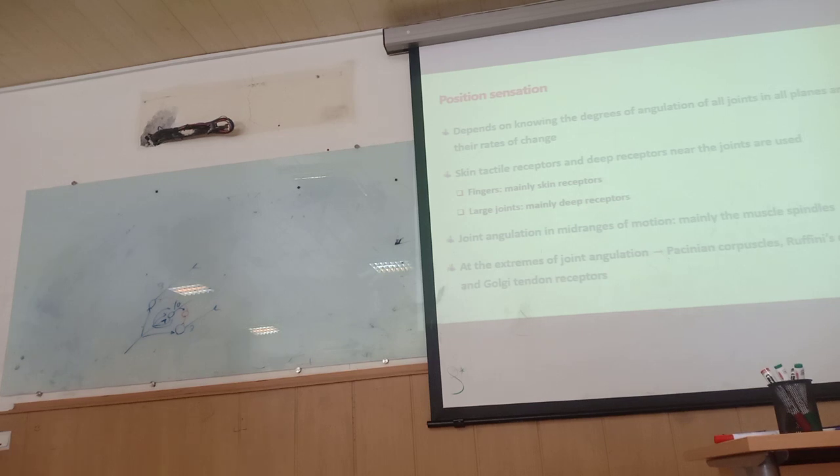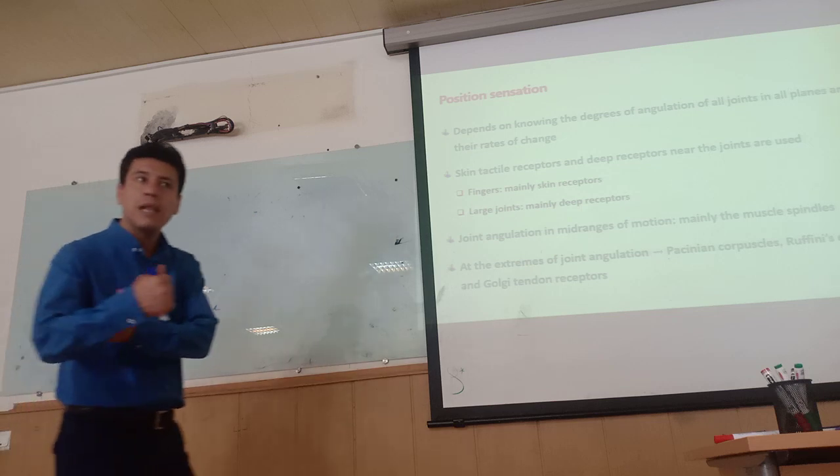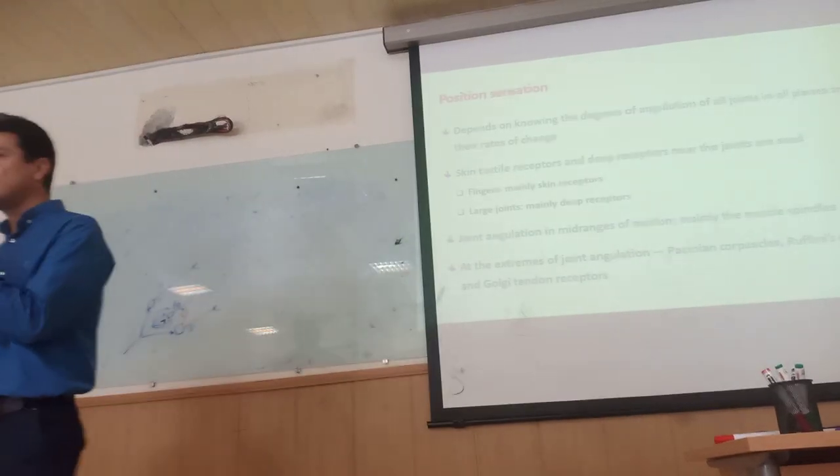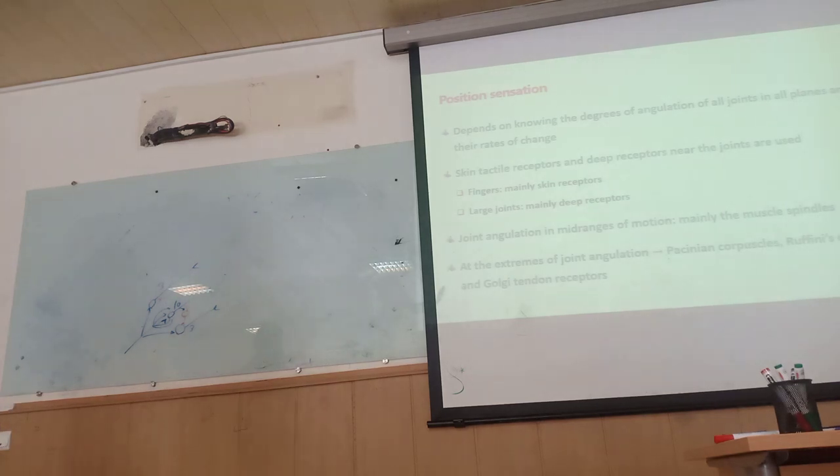Deep receptors include joint receptors, Golgi tendon organ, I will talk about this in the next part. Muscle spindle from the muscle. So, receptors that are located in joints and muscle are called deep receptors. They are mainly involved in position sensation from large joints, like the knee, like the elbow, right? But for small joints, like joints in the fingers, we mainly rely on skin receptors.